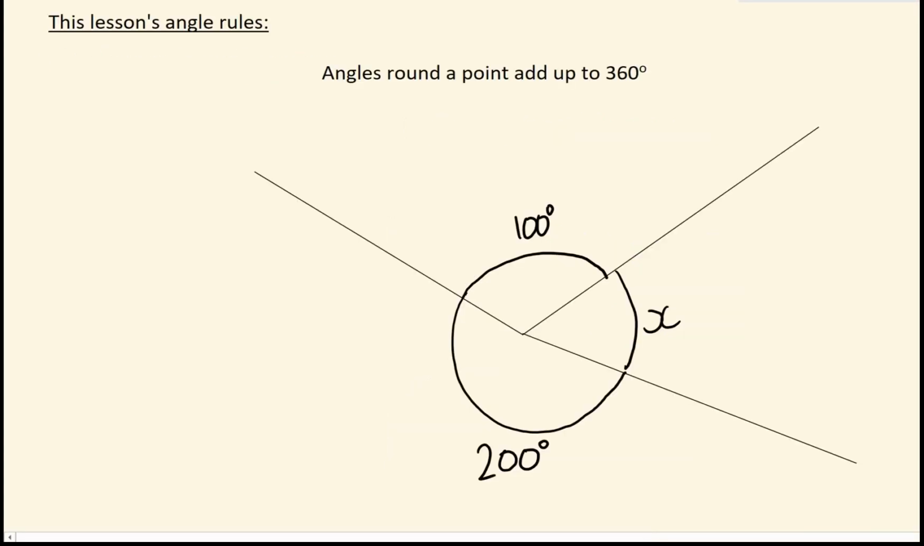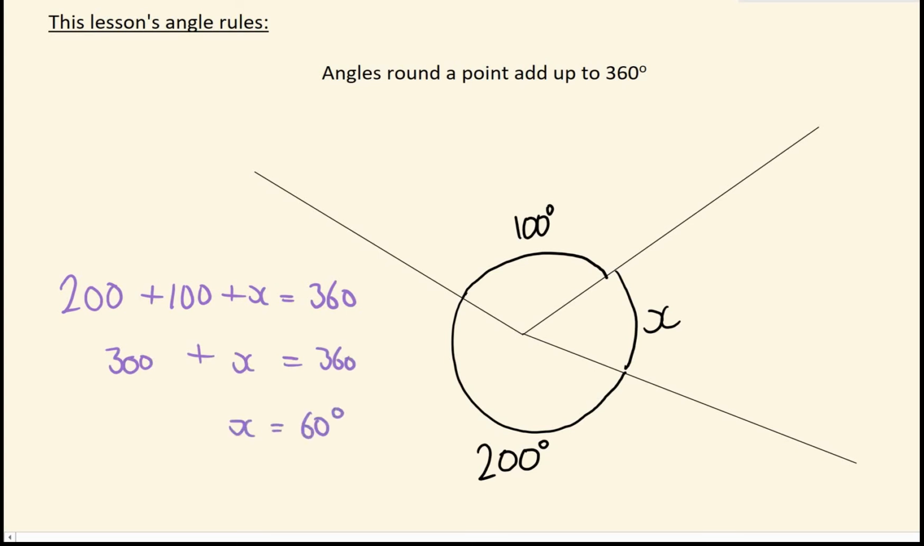Moving on, we have the fact that angles around a point, sometimes called angles in a circle, must add up to 360 degrees. So for this one, I've got 200, 100 and x. If I add together all those three angles, that must equal 360. So 200 plus 100 is 300, plus something equals 360, which means x must be 60 degrees.